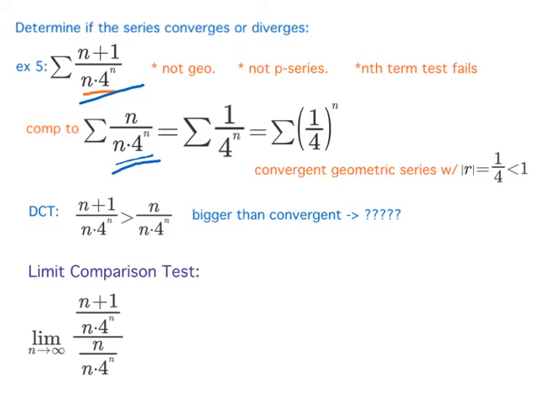So I have the limit of the term of the series that I'm looking at, n plus 1 over n times 4 to the n, divided by the term that I know about, which is n over n times 4 to the n. So go ahead and finish this up, simplify it, and come back to me. First I'm going to get rid of the quotient divided by a quotient, and then I'm going to do an n behavior model on this.